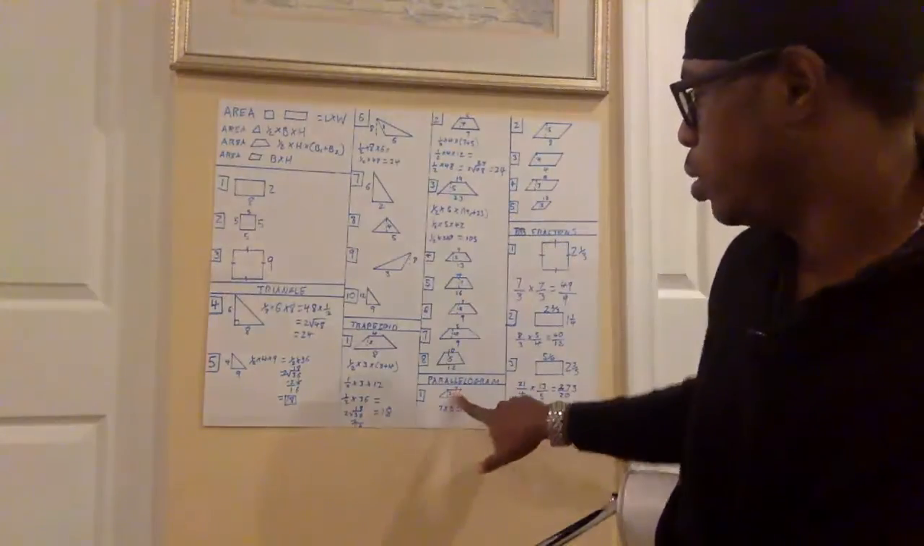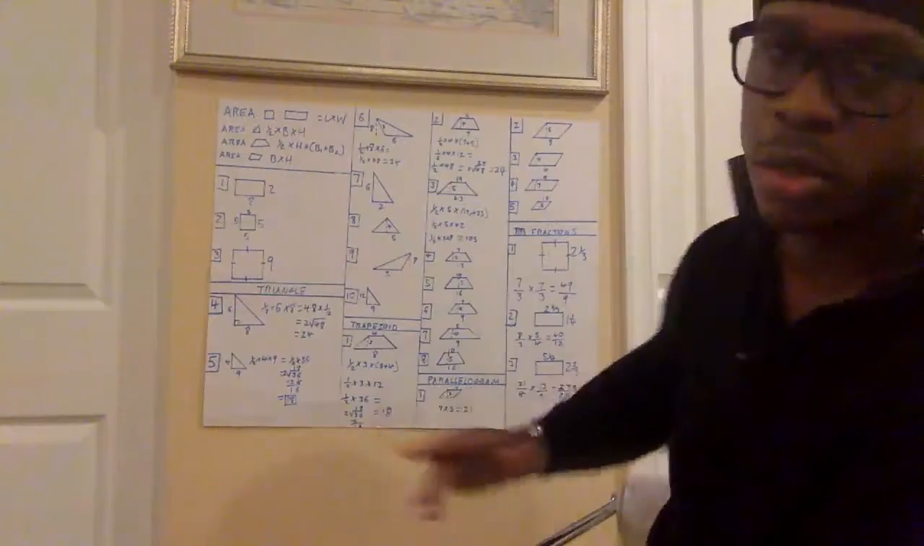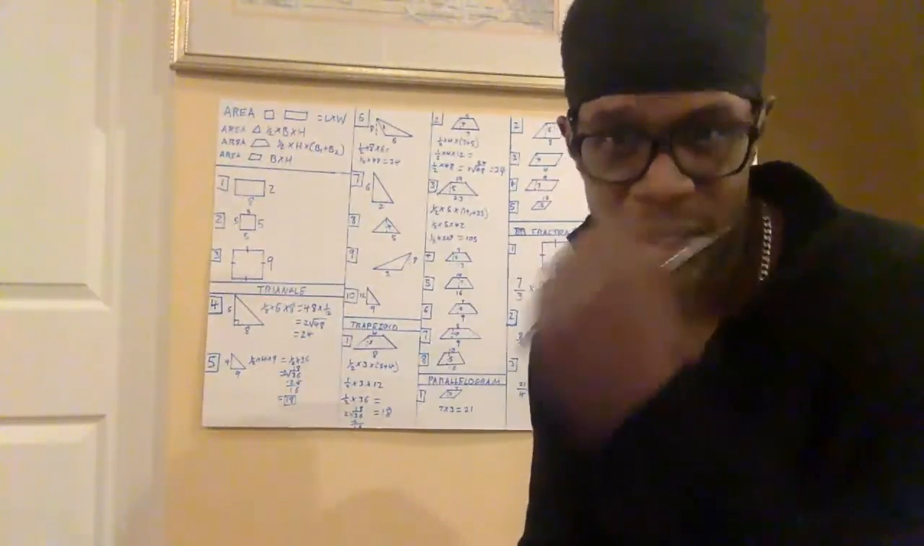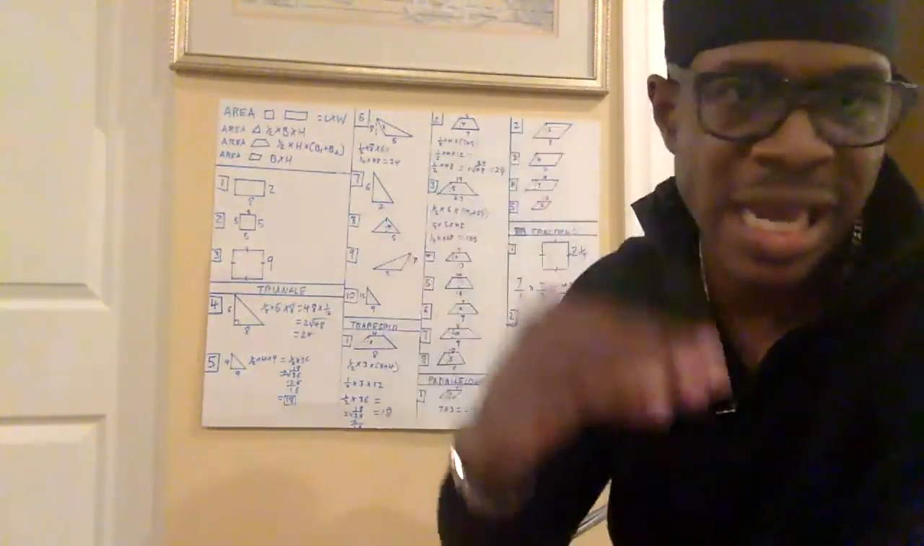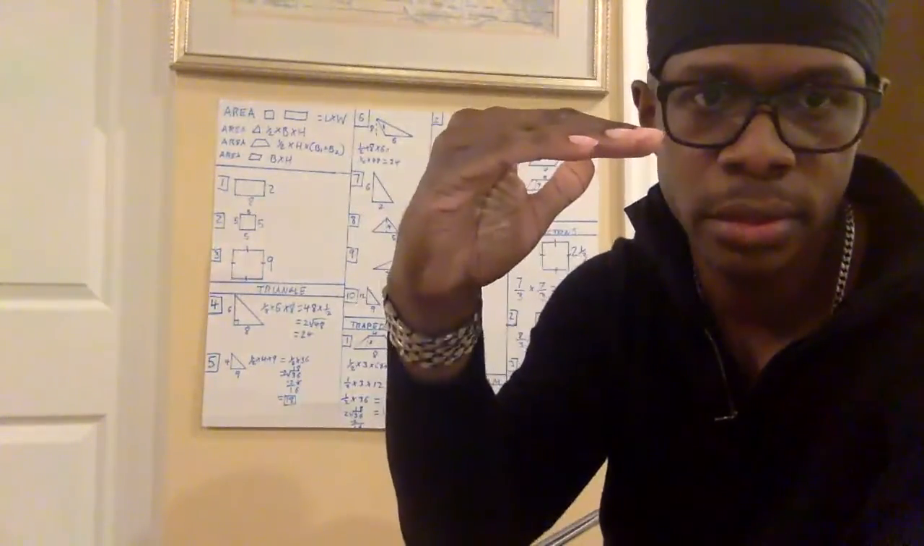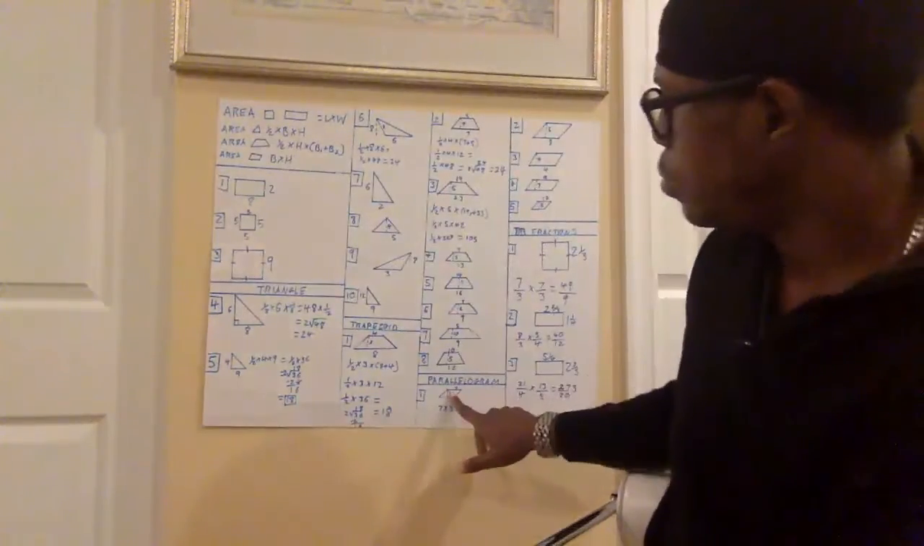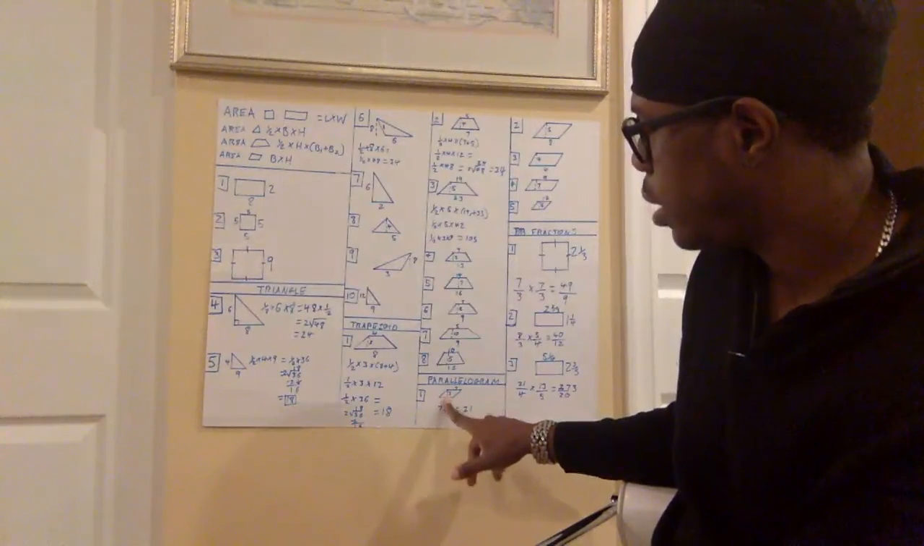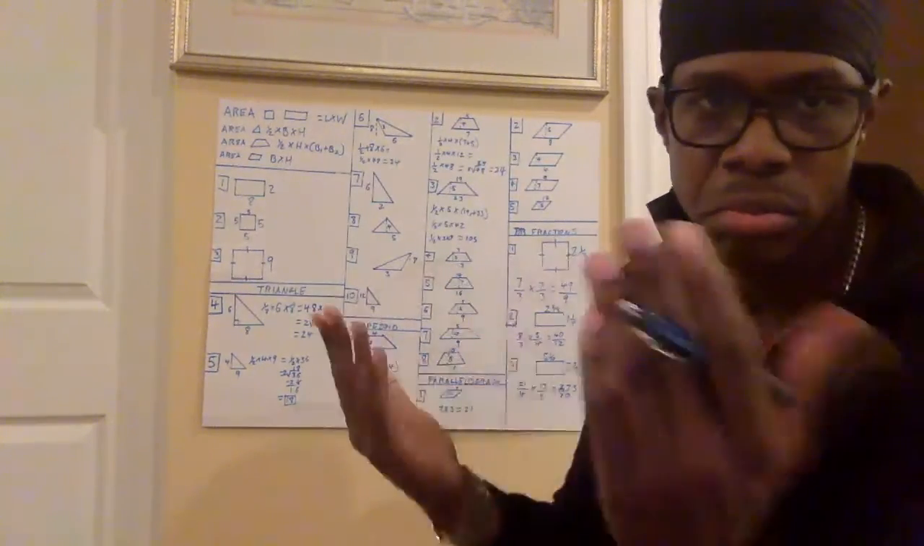So for this one, we have the base of 7. Now remember, with parallelograms, this base and this base is always going to be the same. So you don't have to worry about adding or anything. It's just base times height. So we have 7 for the base and then 3 for the height. So 7 times 3, 21, you're done.